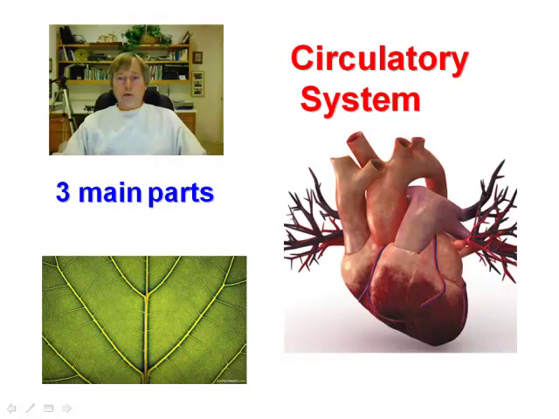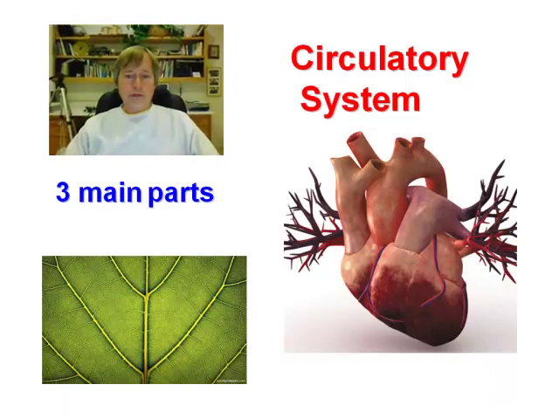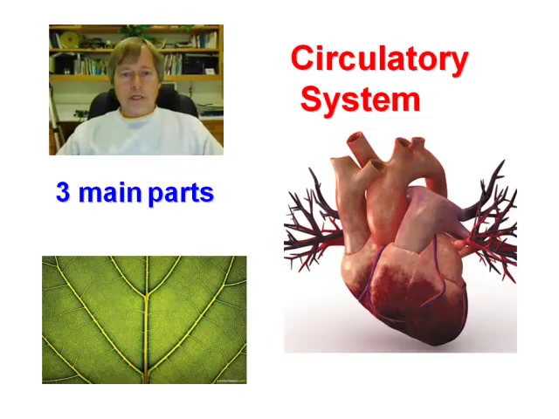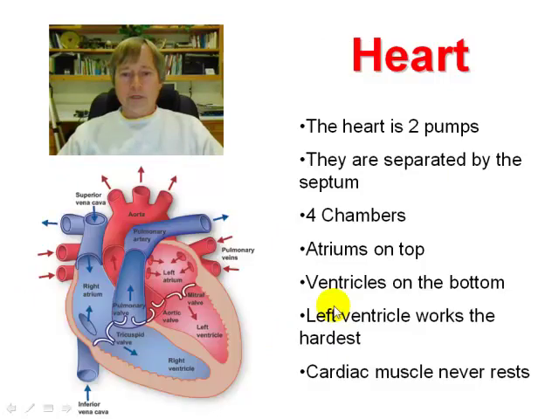We're going to take a quick tour of the human circulatory system, and we're going to discuss the three main parts. And you may be wondering why we have a leaf in this picture. It's because at the end we're going to compare and contrast the human circulatory system with vascular plants and their vessels.